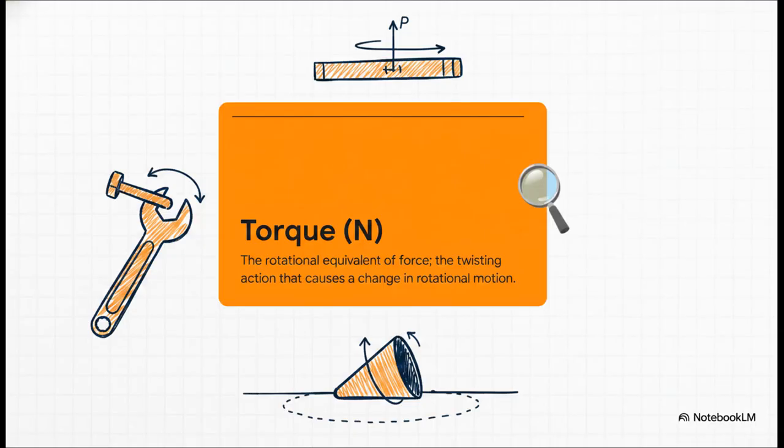First up, torque. And the best way to think about torque is just opening a door. You push on the handle, as far from the hinge as possible, right? You don't push right next to the hinge. That's because you're applying a twisting force. And that's all torque is. It's the rotational equivalent of a force. If you want to change an object's rotation, you need to apply a torque.